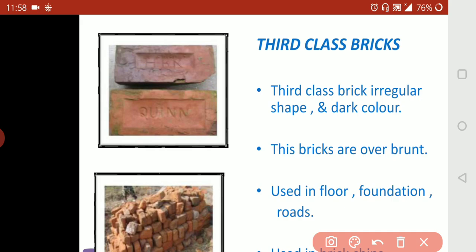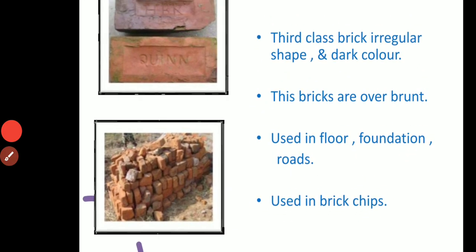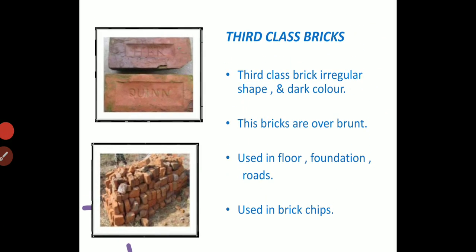These bricks are over burnt and slightly soft, and they are used for unimportant and temporary structures and at places where rainfall is not heavy. That means they are used in floors, foundations, and roads. They are also used as brick chips. This is called the third class brick.